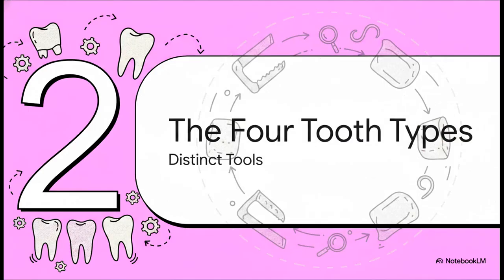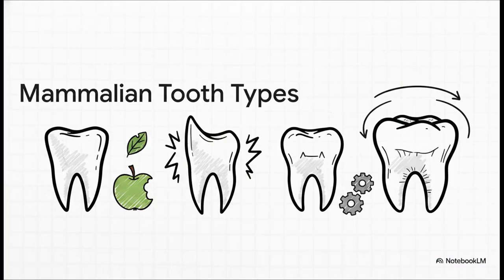Moving on to Section 2, the 4 tooth types. Let's look at what these distinct tools actually are. Biologically speaking, mammalian teeth fall into 4 distinct categories. First up, we have the incisors, which are located right at the front and are used primarily for biting off pieces of food. Next are the canines. These guys actively assist the incisors by tearing off that food. Then we move back into the cheek teeth. Here we find the premolars, which handle some of the initial grinding, and finally the molars, which do the heavy lifting for most of our grinding and chewing.